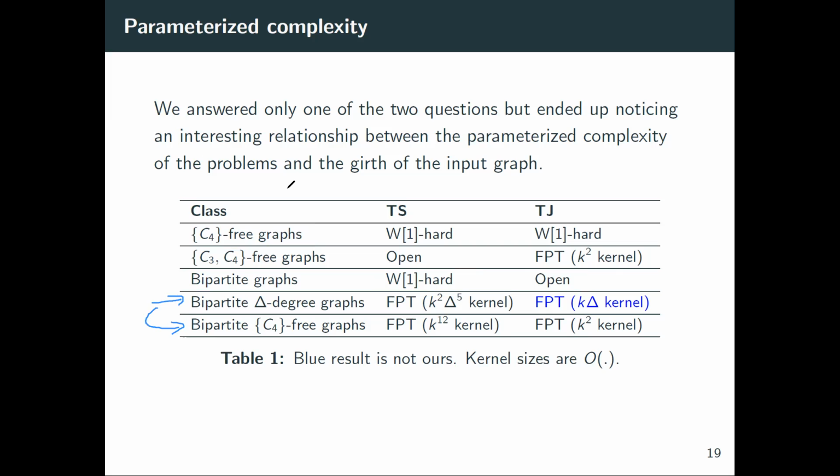So let me repeat that slightly more clearly. After answering the first question, which was bipartite graphs, we were able to show that token sliding was W1 hard, but we were not able to determine the complexity of token jumping. Then we went to C4 free graphs, and we were able to show that both problems are actually W1 hard. Then if we added one more constraint, C3, C4 free graphs, we got FPTness for token jumping, but it remained open for token sliding.